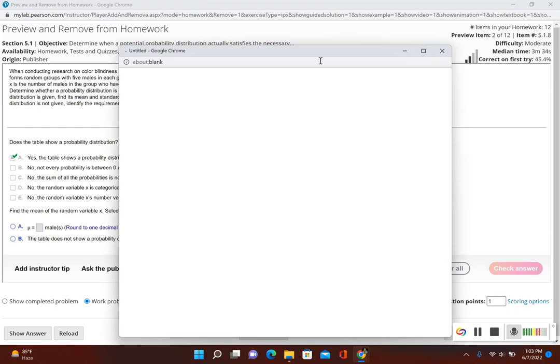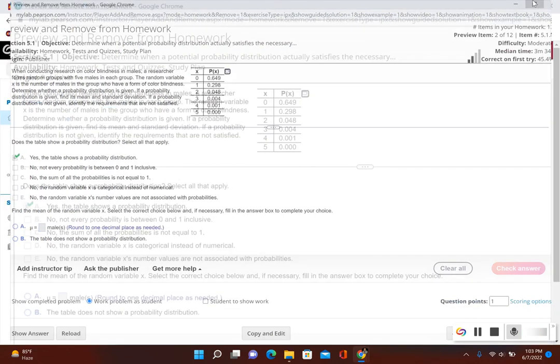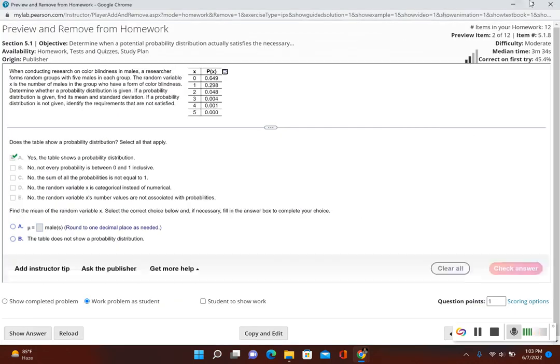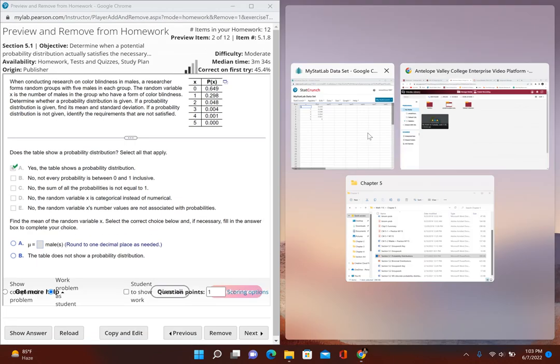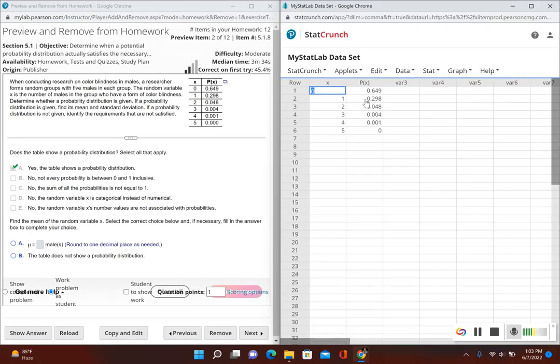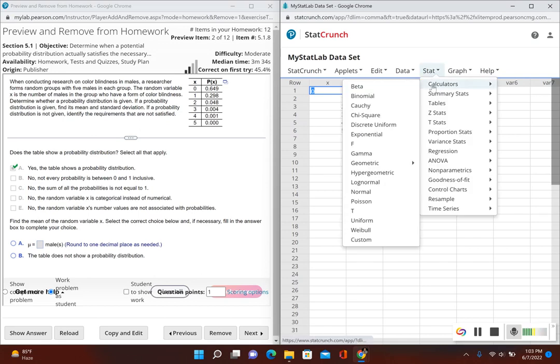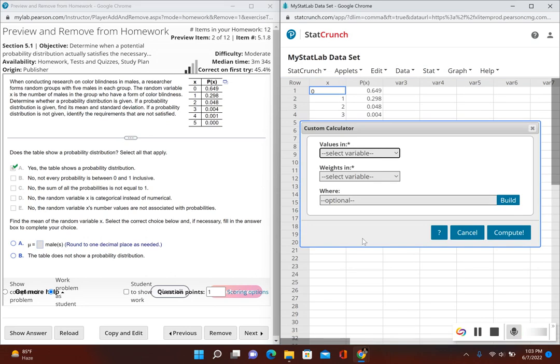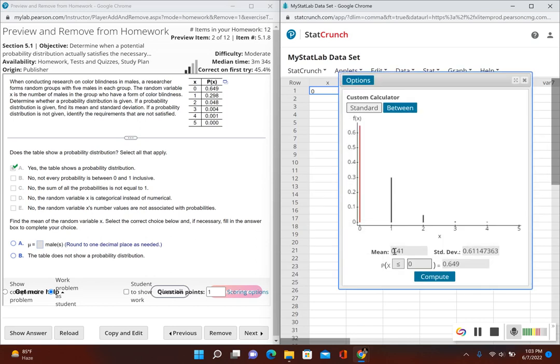So let's go ahead and open StatCrunch. Let me do a side-by-side view. Okay, so I have the table in StatCrunch already inputted for me. Now I'm going to go to Stat, Calculators, and then Custom. The values are your variable x, and the weights are the probabilities. Go ahead and click on Compute. And now I have my mean and my standard deviation right over here.